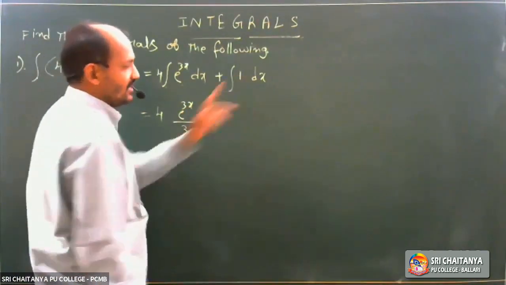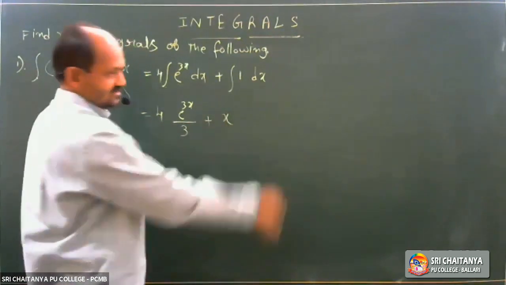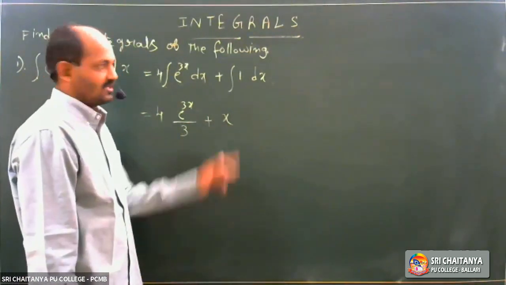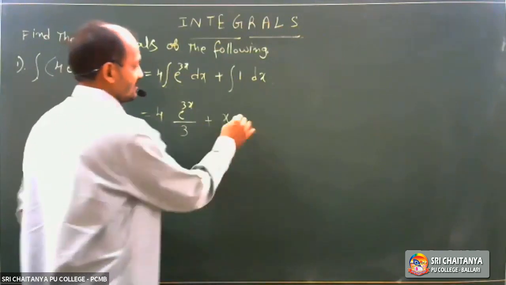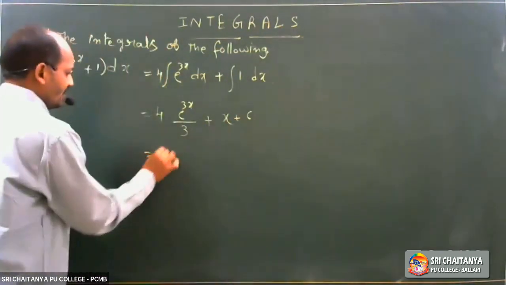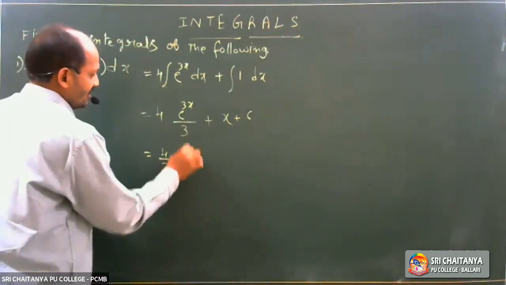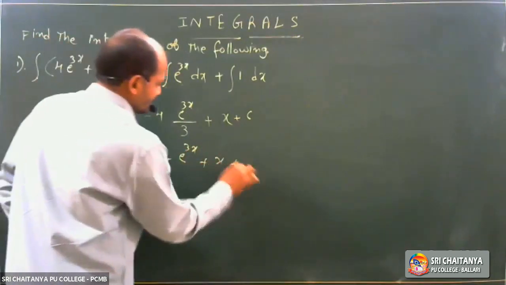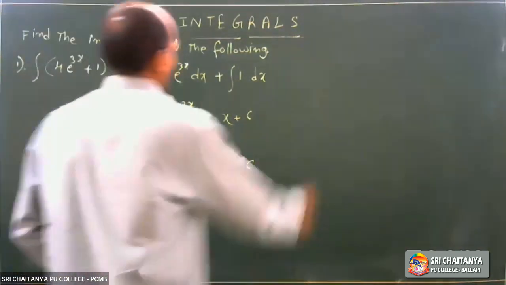Integral of 1 dx, that means x. First formula: integral of 1 dx is x plus c. It is 4 by 3 e power 3x plus x plus c.